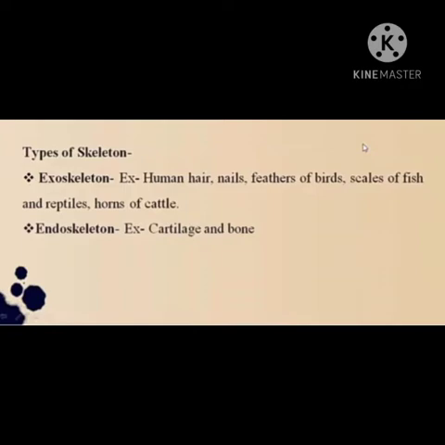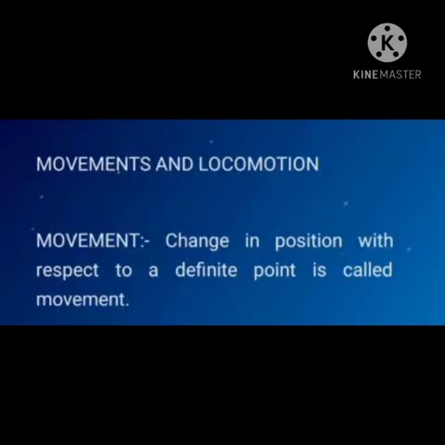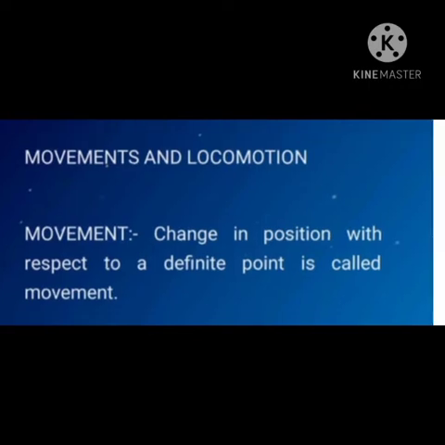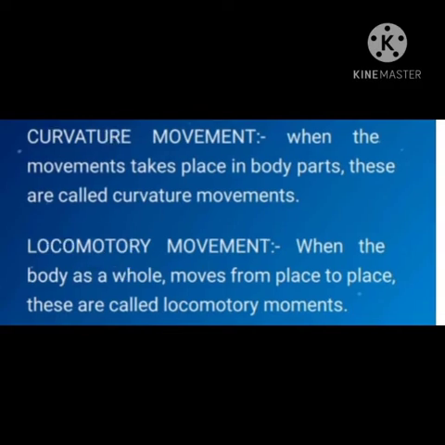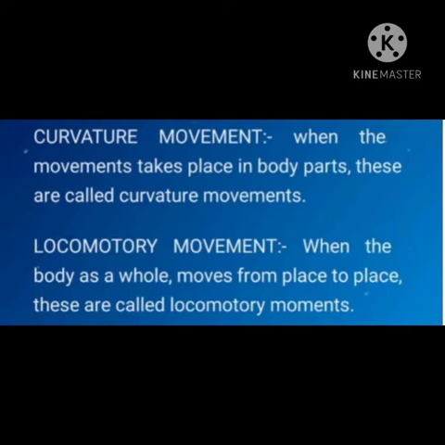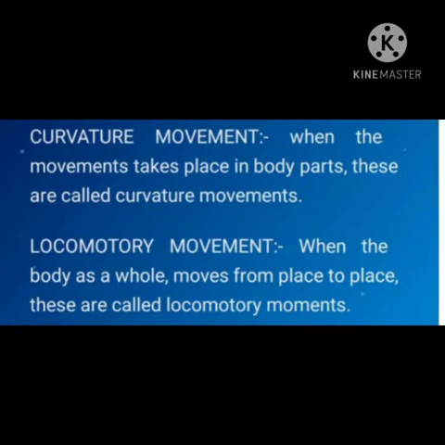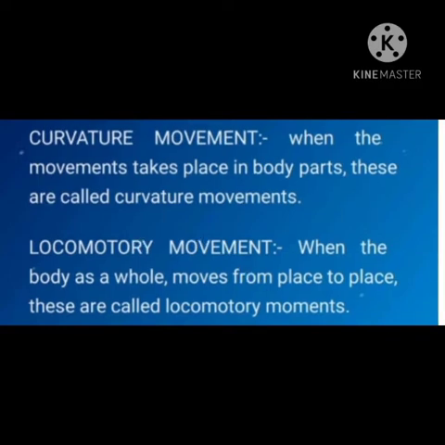So what is movement? Movement is actually change in position with respect to a definite point, right? Movement may be of two types, curvature movement or locomotory movements. Now what is curvature movement? It is when the movement takes place in the body parts. These are called curvature movements, means when you are eating, when you are jumping, or when you are combing your hair, right? When you are raising your hands, these are curvature movements, right?